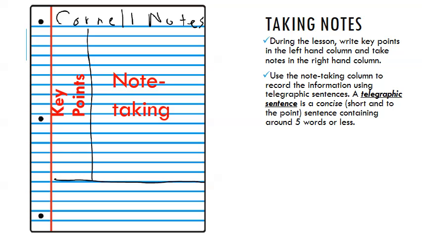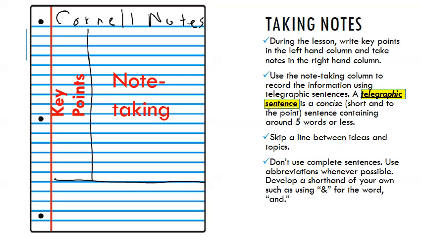When you use the note-taking column on the right-hand side, you want to make sure you use a format called telegraphic sentences. Telegraphic sentences simply are concise. That means they're short and to the point, and they contain 5 or less words if possible. After that, you want to skip lines. You need blank space between your ideas and topics, and try not to use complete sentences. You want to use abbreviations whenever possible. You can do this by developing a type of shorthand. The example would be using the ampersand or the and symbol for the word and.